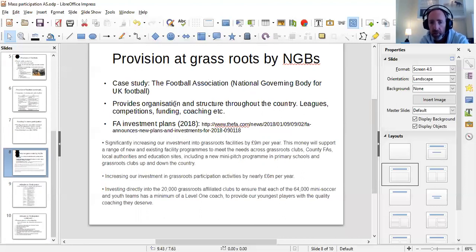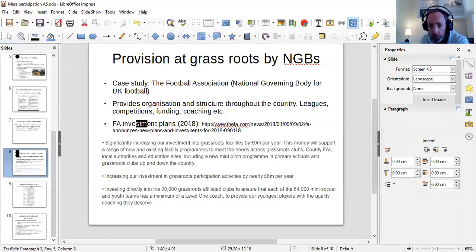Now we're going to focus on the FA because most of you are footballers. So what the FA do, they provide organisation structure throughout the country. They're responsible for the administration and organisation of leagues, competitions, funding, coaching, etc. Facilities. That's all organised and administrated by the FA. Now I'll put a link here to get an idea of the FA investment from 2018.